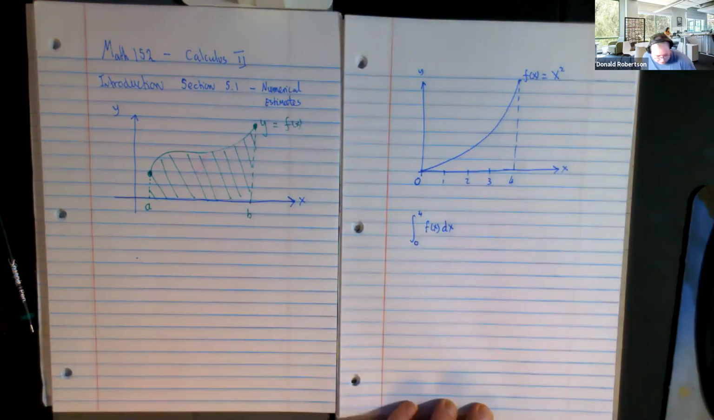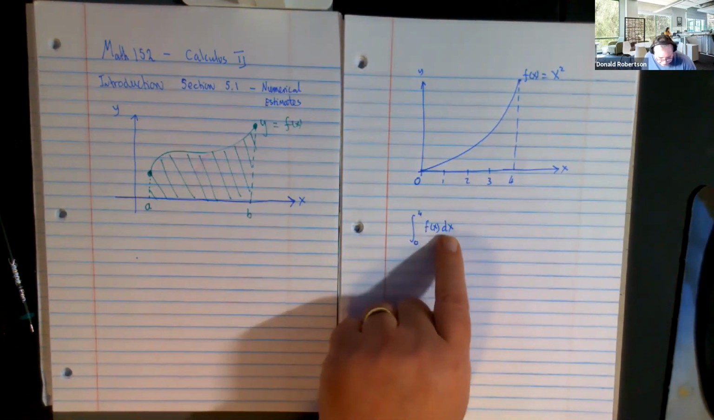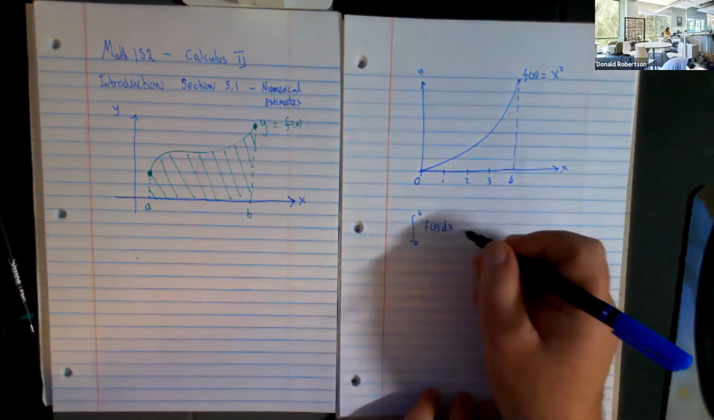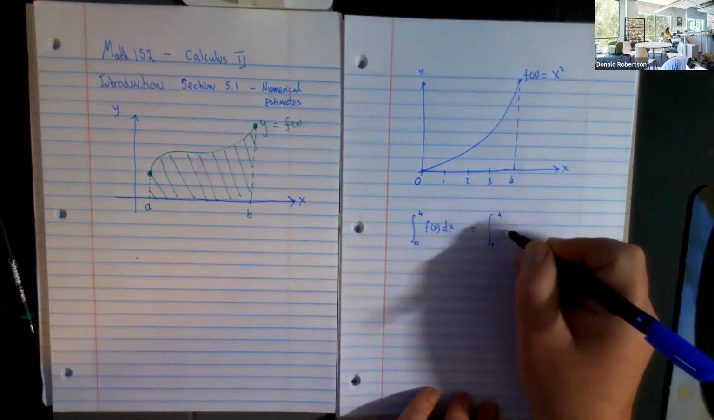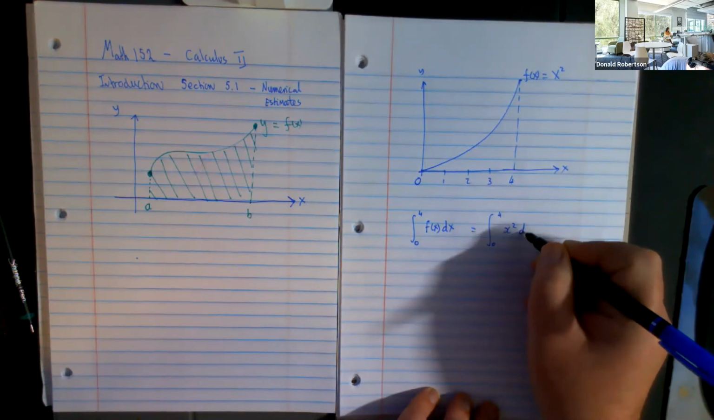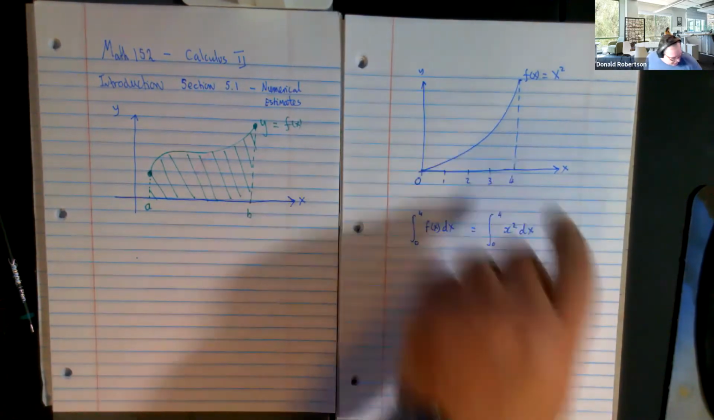Don't know if you've seen it before, but it basically is the area under the curve from x equals 0 to x equals 4 of whatever the function is, dx. And that's just part of the notation. In this particular example, it's going to be that one, right? So we're going to try and find an estimate for the area of this.